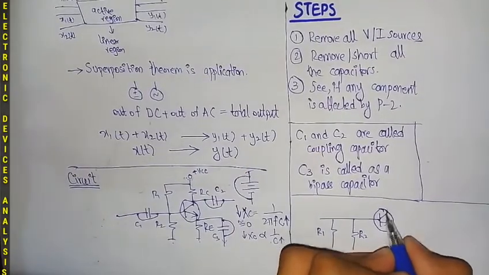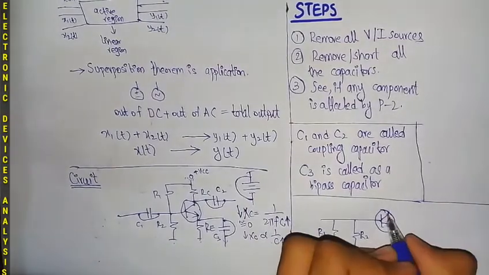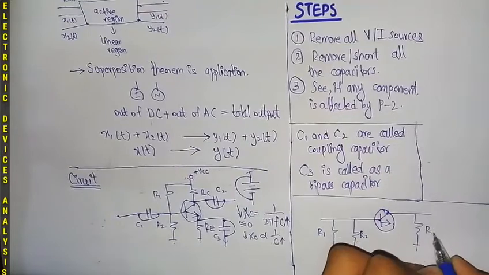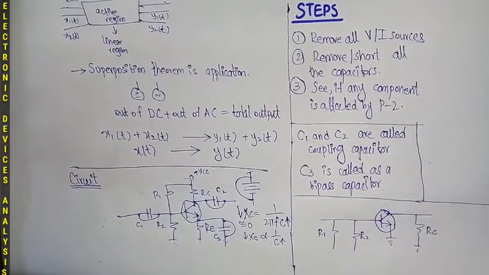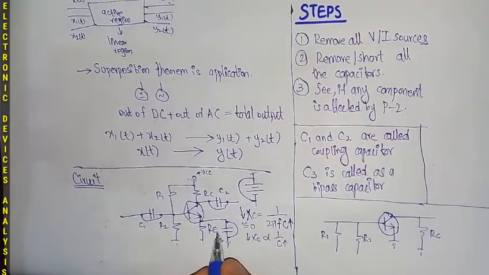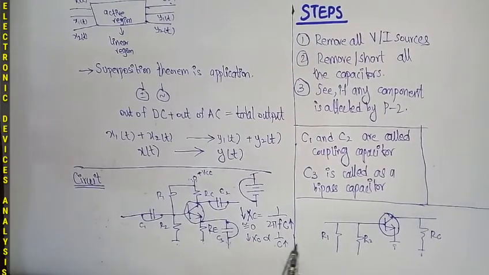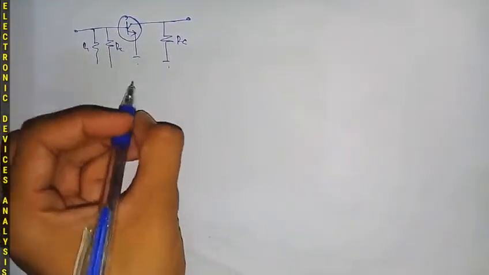And here this voltage source is now a ground point, so therefore we will not take it. And on the collector side there will be a resistance present, and this resistance is RC. And on the emitter side this is absolutely ground because it is affected by the short circuiting of the bypass capacitor. This will be the circuit.